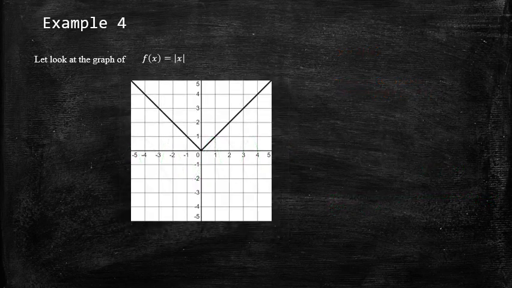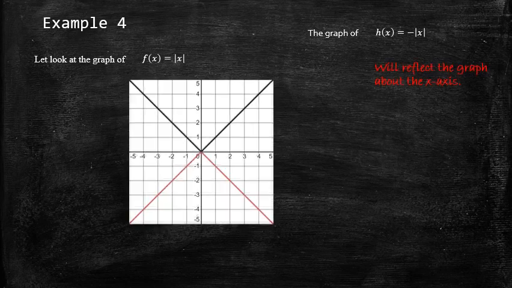Okay, now we're going to look at the absolute value function, so our v function. And we want to see what the negatives are going to do. So let's look at h of x is the opposite of f of x, or the opposite of the absolute value of x. That negative is out front, and that's going to reflect our graph about the x-axis. So now instead of a V opening up, we have the V shape opening down.